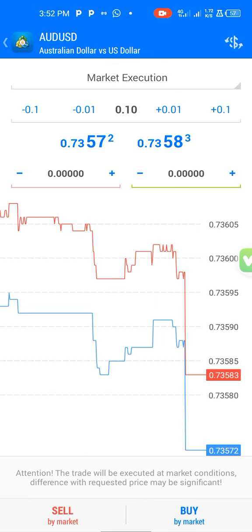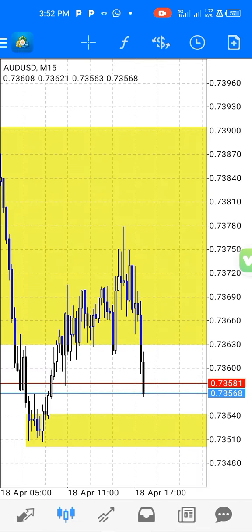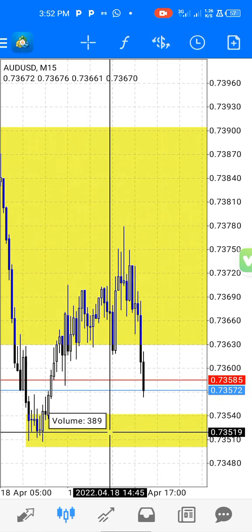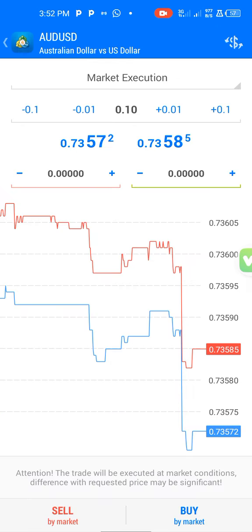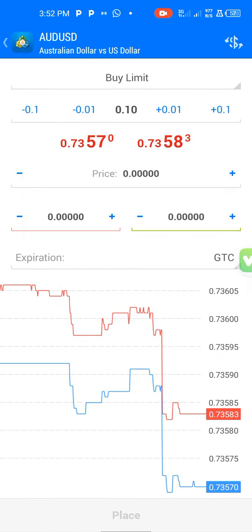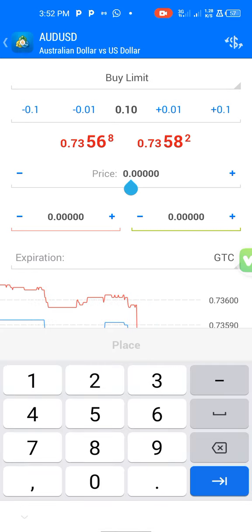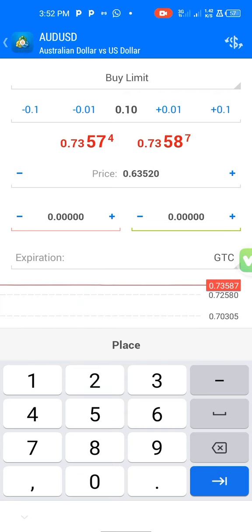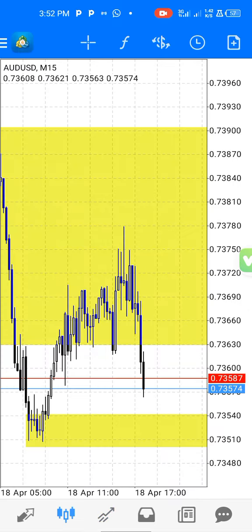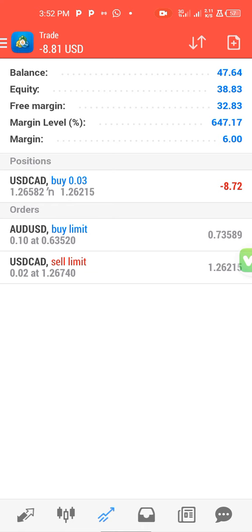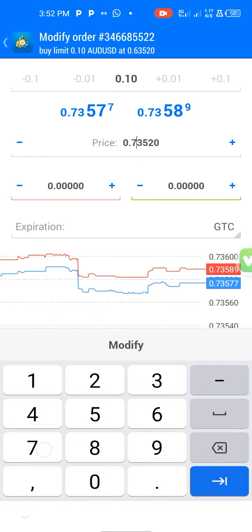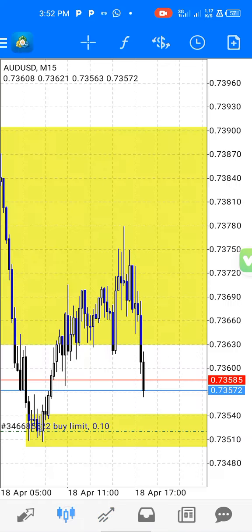So I come here. Remember the price we read here, don't forget it, 6352. That is where we plan to put it. So I come here, change this to buy limit, and on my price here I put 6352, and I click place. Having done that, can you see it's already there?